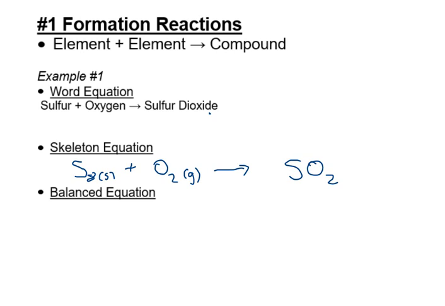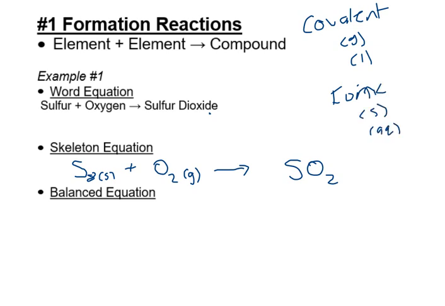So if you want to write that down, things that are covalent are probably going to be either a gas or a liquid. And if it's ionic, it's probably going to be solid, or it could actually be aqueous as well. Remember that one chart that had aqueous on it as well? So this thing's a covalent compound. It's probably going to be a gas.